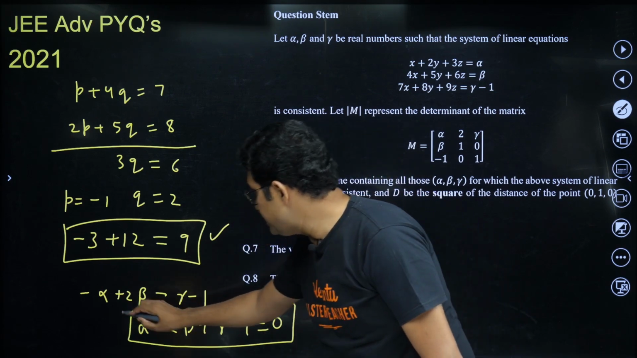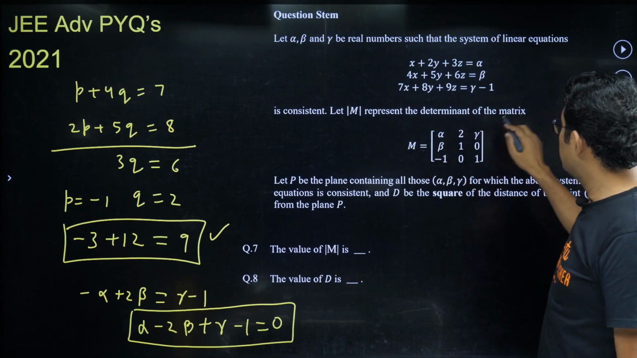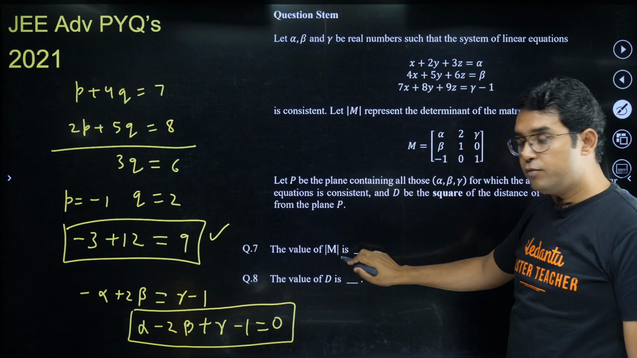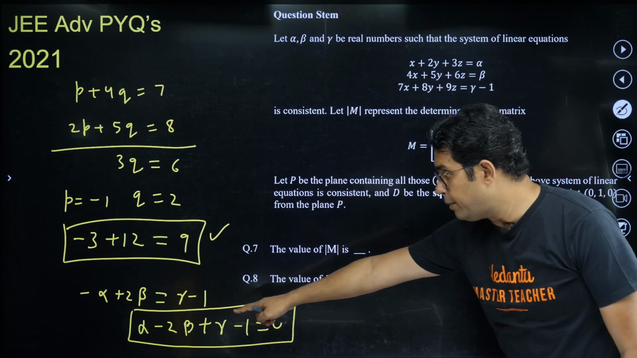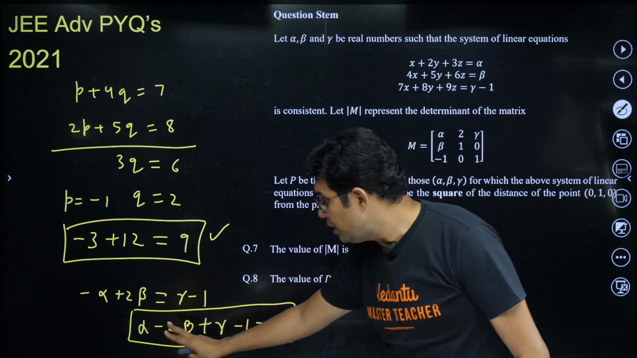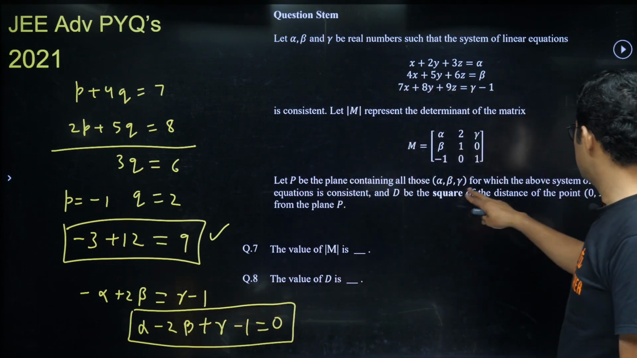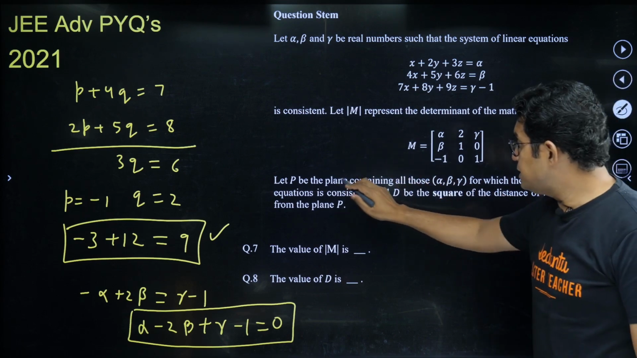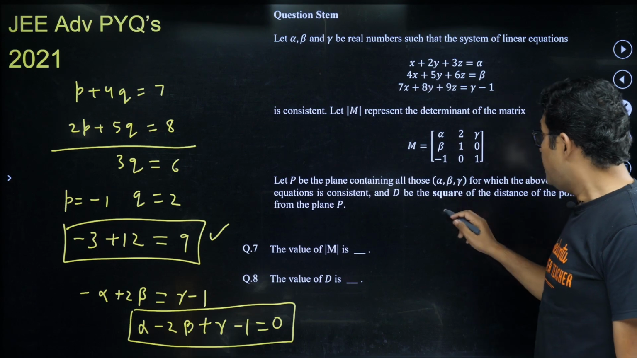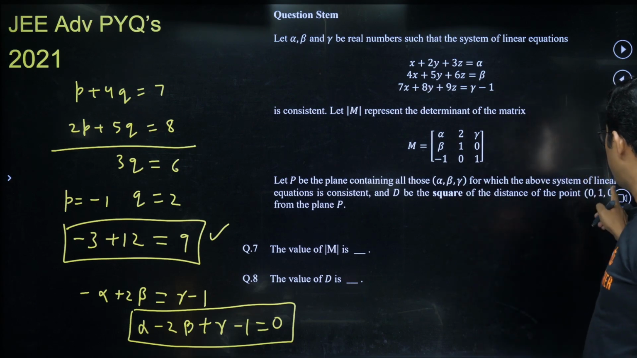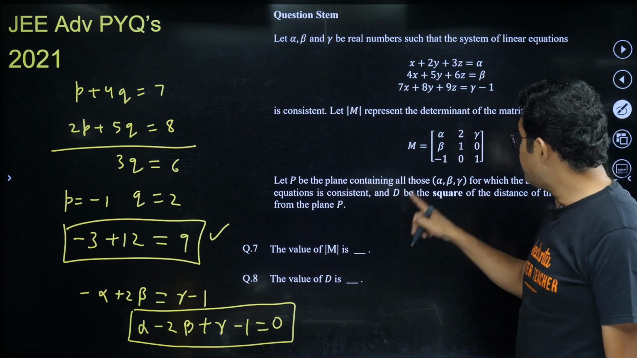Okay, now please read this question once again. They are saying this denotes the determinant of the matrix, so we have to find the value of this determinant. And P is a plane containing all those alpha, beta, gamma. So you can see this is a plane x minus 2y plus z minus 1 equal to 0. P is the plane containing all alpha, beta, gamma for which the above system of linear equations is consistent. And D is the square of the distance of the point 0, 1, 0 from that plane P. Let us first find this M.